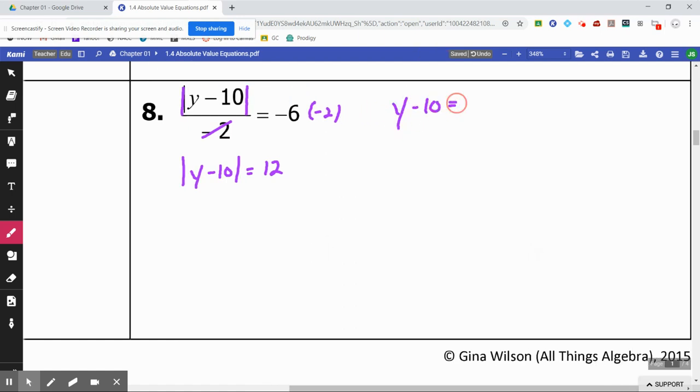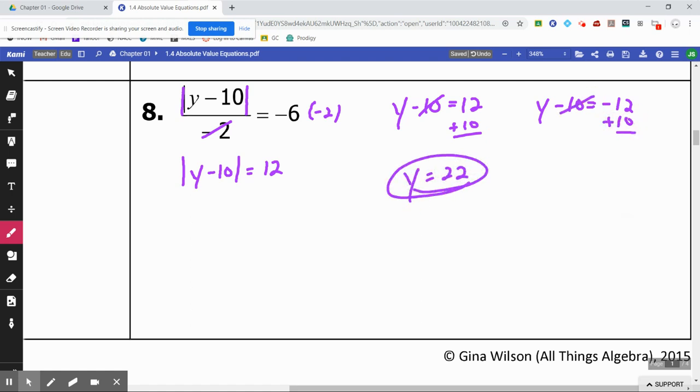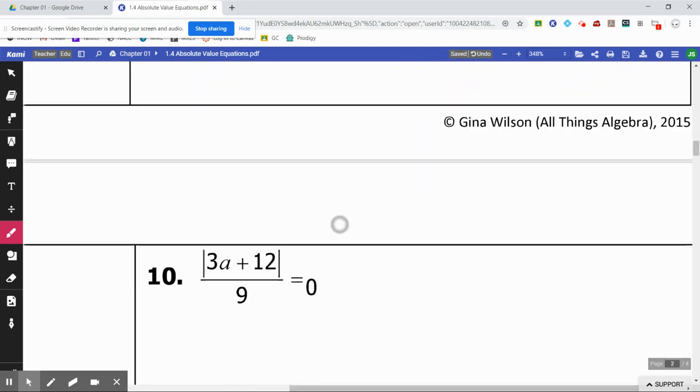Y minus 10 is equal to 12, or y minus 10 could be -12. Move the minus 10s by adding 10s, and you get y is either 22 or y is -2. And again, you could take this y out, plug in both of those, and you will get true statements. Both of those do work.